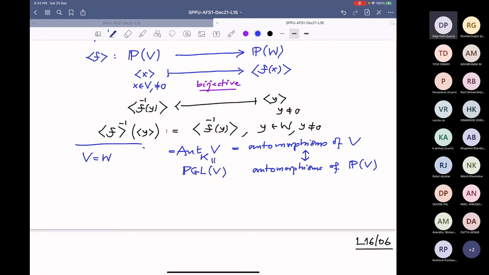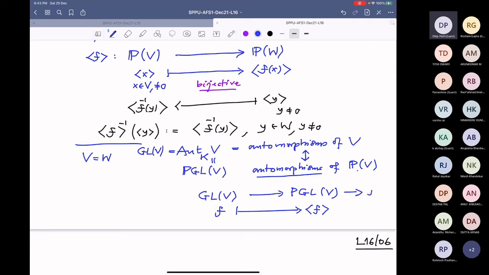Because this group is also, I have sometimes been writing it GL(V). So this is the projective general linear group of V. So what are the elements? They are automorphisms of the projective space PV, and they are therefore coming from the elements of GL(V). And so therefore we have this natural map GL(V) to PGL(V), and this map is what? F going to bracket F. And obviously this map is surjective because of the definition.